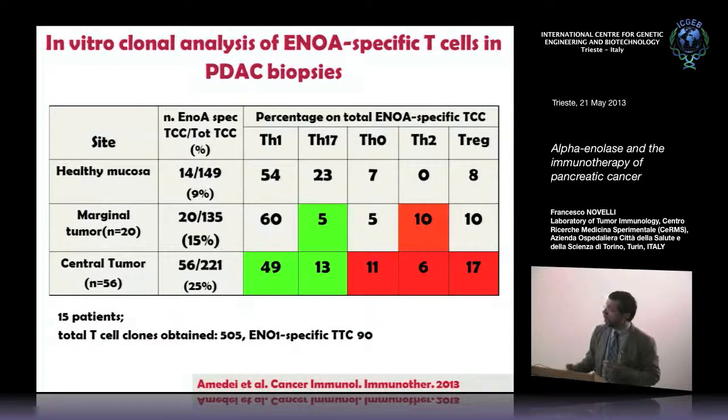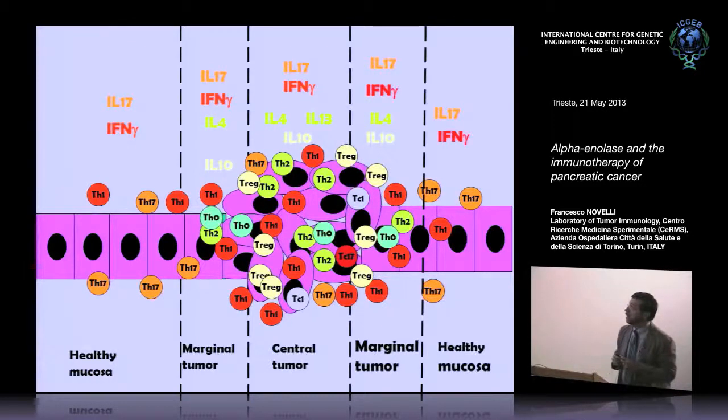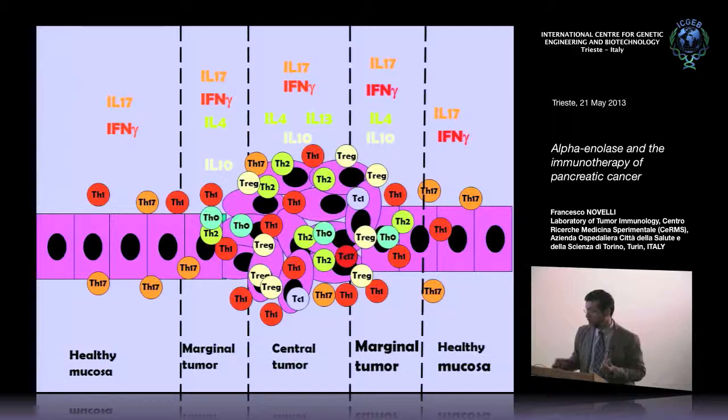So what happens when the tumor grows in the pancreas is that in the healthy mucosa there are mostly effector T cells that are able to counteract the tumor. But in the marginal tumor area, and in particular in the central tumor, there is still a significant presence of Th1 and Th17, but there is a strong increase of Th2 and T regulatory cells that have a role in blocking, inhibiting, and frustrating the effector response against the tumor.